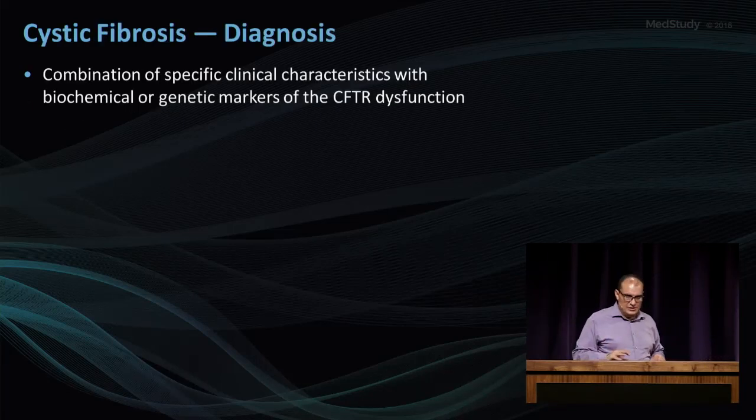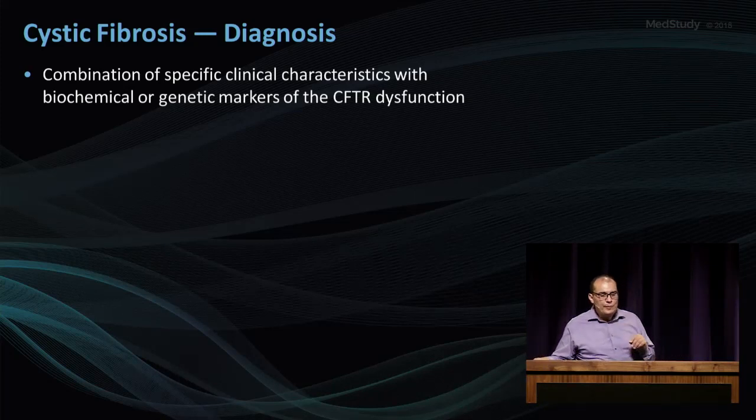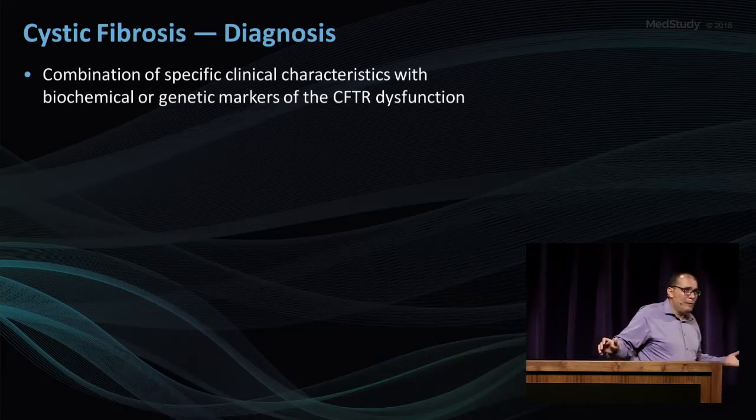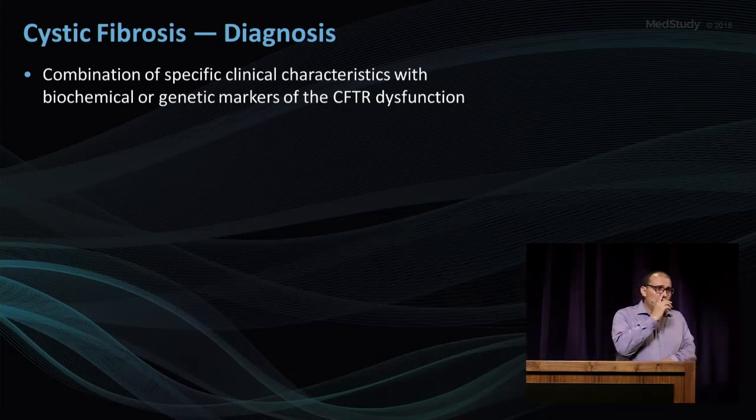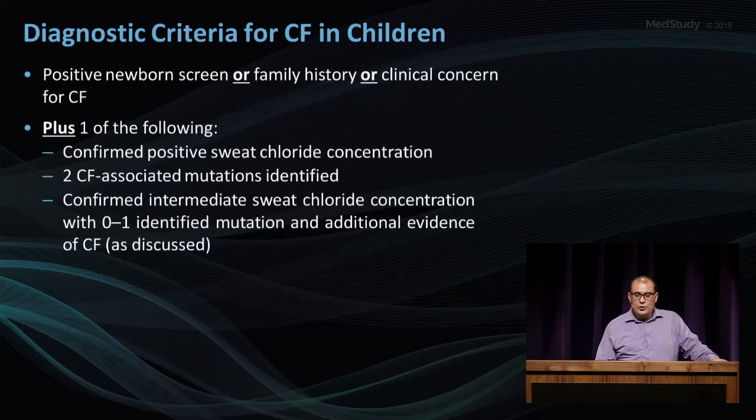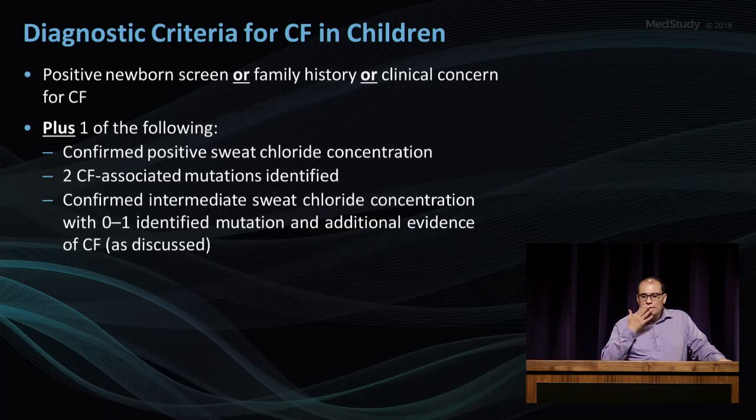I can explain cystic fibrosis in a simple way, but I'm just going to need to go over these. So there is a combination of specific clinical characteristics. So there is a clinical picture of cystic fibrosis, which I'm going to explain to you. With biochemical, what biochemical? Sweat chloride test, correct? Or if we do a nasal potential difference. So the biochemical means the sweat chloride test. Or genetic markers. We're looking for the CFTR mutation. So this is the criteria to remember.